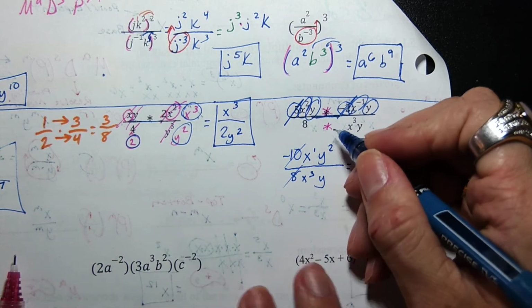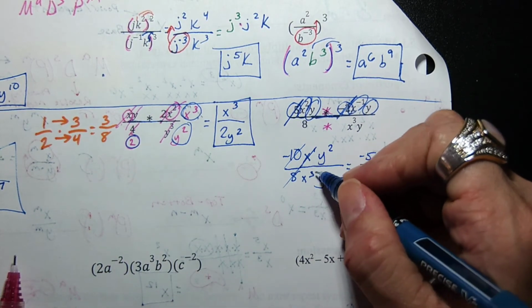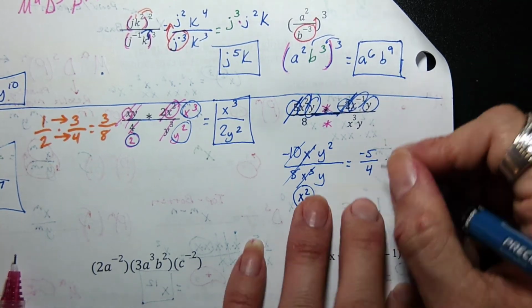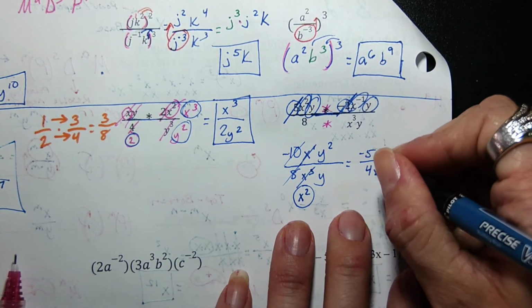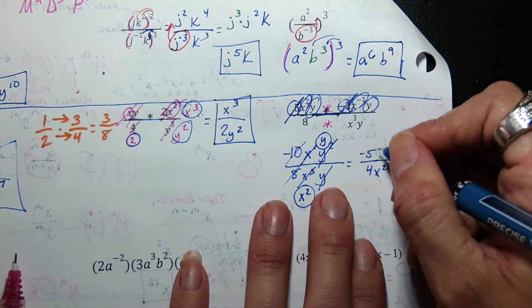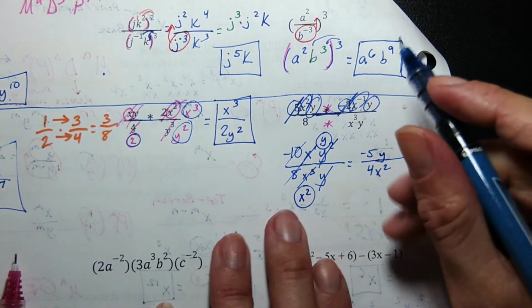What about x's? I can take an x out of both of those, which will leave me with x squared on the bottom. We can divide a y out of the top and the bottom, which will leave me with a y on the top.